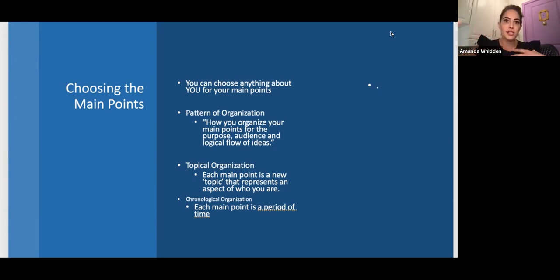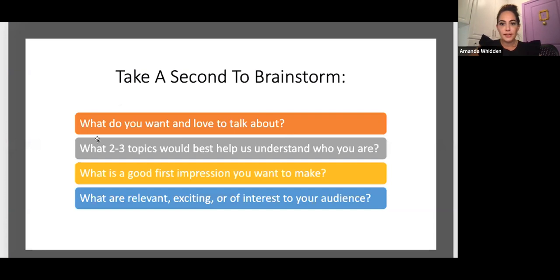So really start to think about what you want to talk about and maybe how you want to organize that. Does anybody have any questions about this concept or idea and what those hows are, these main points? Remember, you want to choose about 2 to 3 things to talk about. And like I said before, what do you love and want to talk about? What's going to help us understand who you are? What are the best things that are relevant and interesting to your audience?